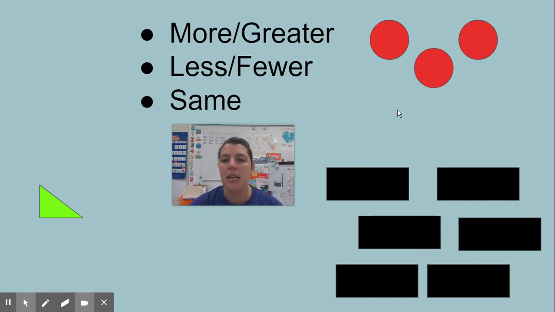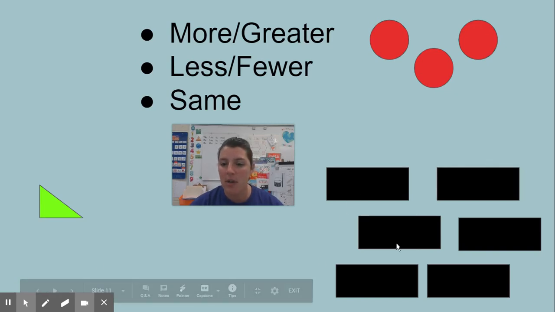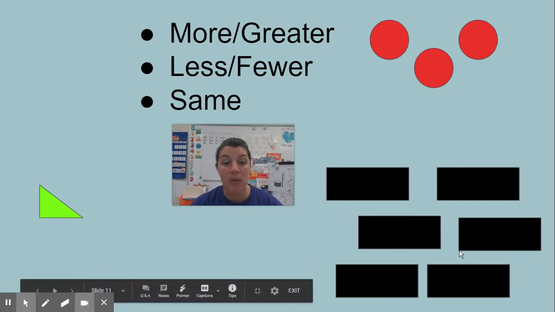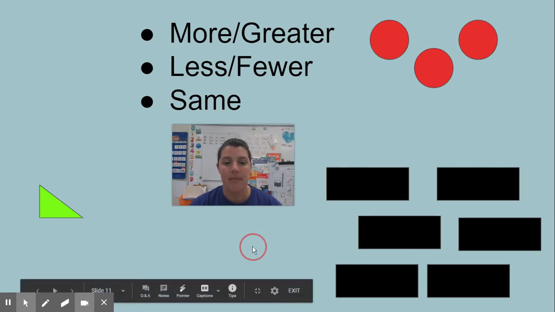Here is the group we're looking at, the red circles. Which group has less or fewer shapes? Can you point to it with your finger? That's right. There's only one triangle and there are 1, 2, 3, 4, 5, 6 rectangles. We couldn't move these to match them or to stack them, so we had to think about how many. Here are 3. I see 3. 1 is less than 3.